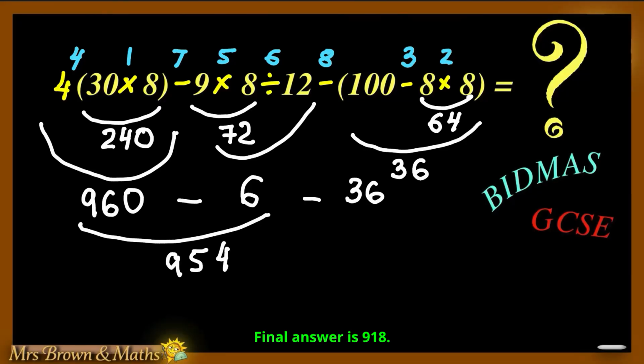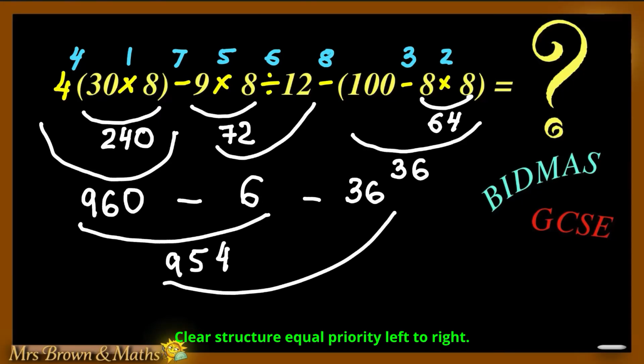Final answer is 918. Clear structure, equal priority, left to right. Done.